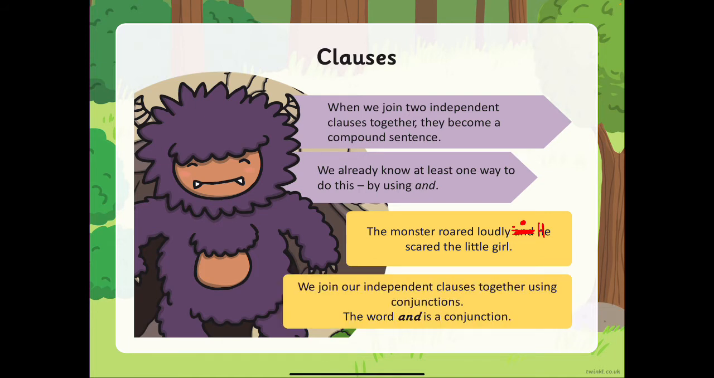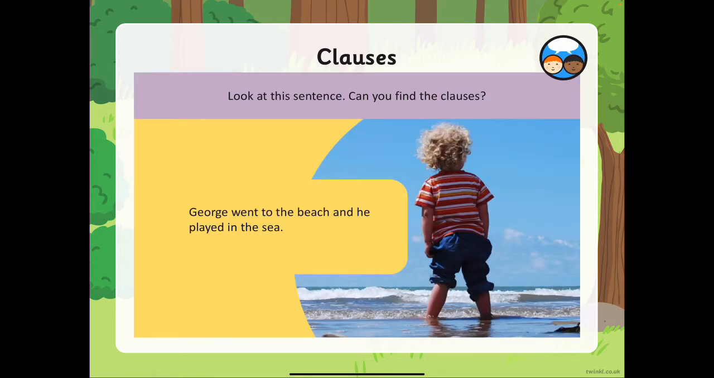We join our independent clauses together using conjunctions. The word and is a conjunction. Look at this sentence. Can you find the clauses? Let's solve it together. George went to the beach and he played in the sea.